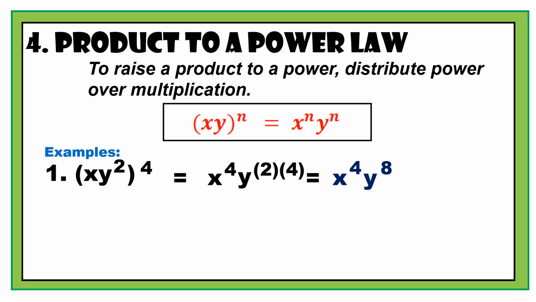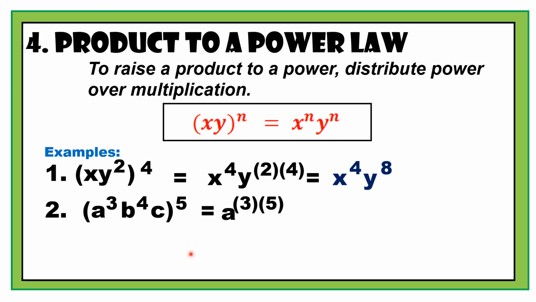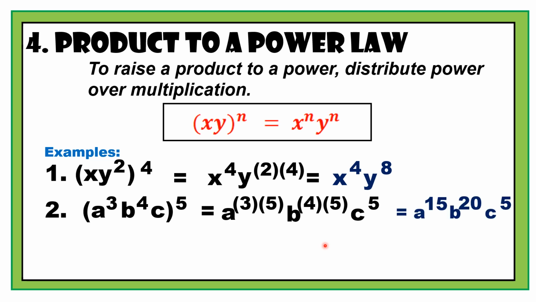Next, number 2. So, dito, i-distribute natin yung 5 sa A, B, at C. So, magiging A raised to 3 times 5, then B raised to 4 times 5, tapos C raised to the 5th power. So, final answer natin is A raised to the 15th power, B raised to the 20th power, C raised to the 5th power.